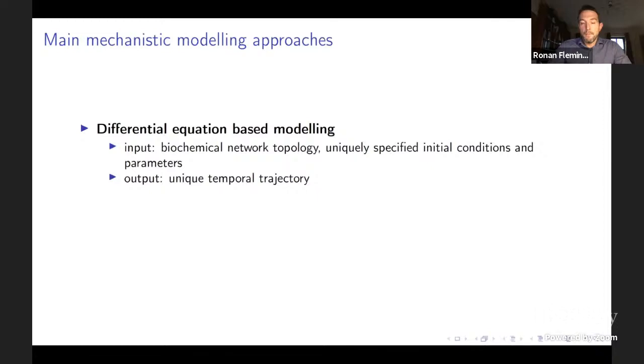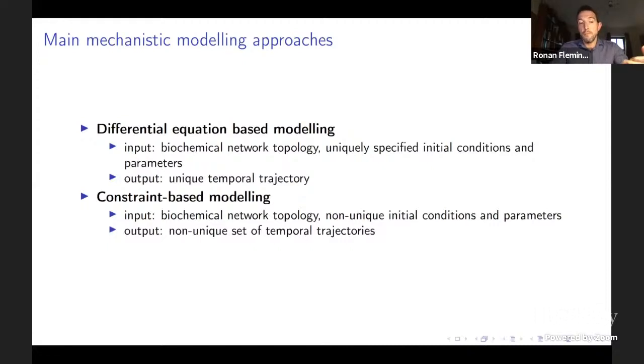But within the mechanistic modeling approaches that are applied to biology, there are two broad classes. The first one is differential equation based modeling, and typically here your input would be your biochemical network and some initial conditions and parameters if you had them, and then the output is some unique temporal trajectory that displays the state of your system over time.